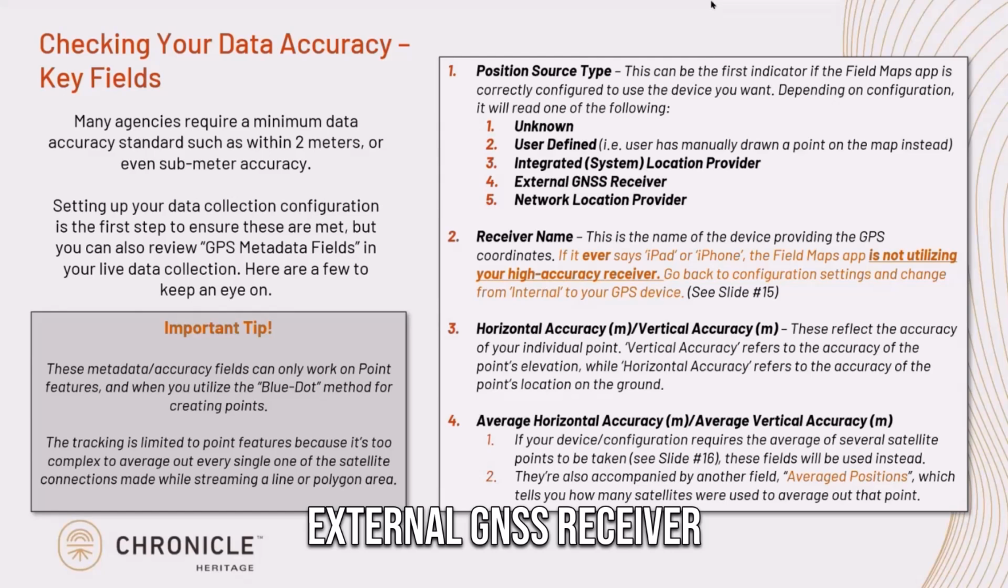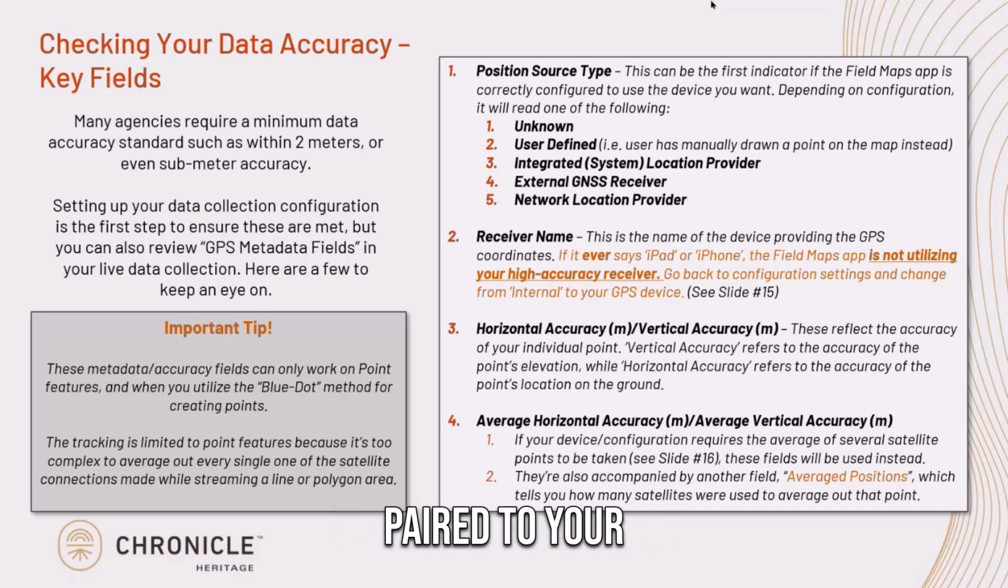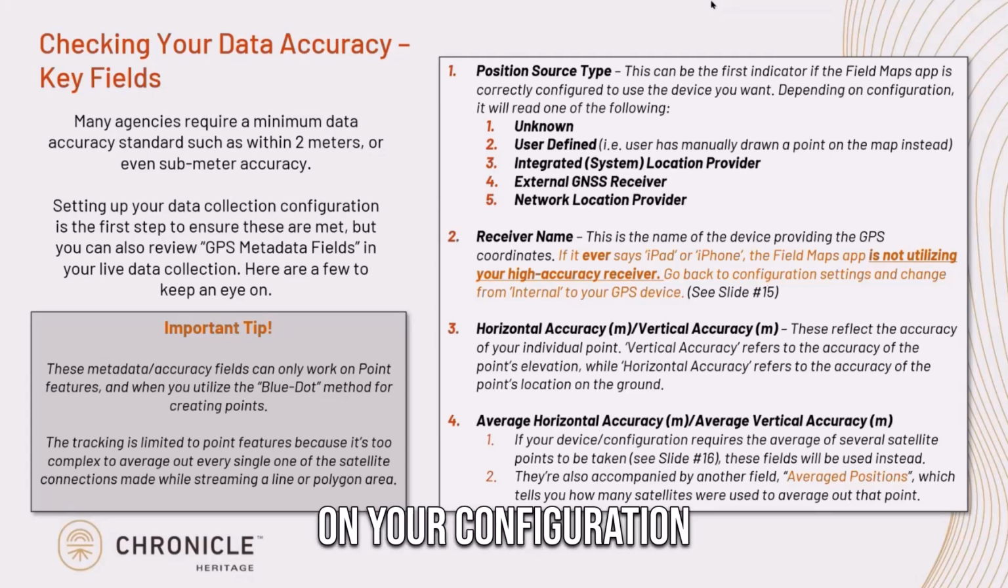External GNSS receiver is going to be the one that the majority of our company will likely see. This means it is indeed pulling from an external unit that you have paired to your main device, aka like your iPad. A network location provider, we don't see this one as an option, but it can pop up when you're utilizing something like an RTK system. That may come more into focus as our company expands what sort of GPS networks and devices we utilize for our fieldwork. All of those will be automatically filled in based on your configuration and your device.